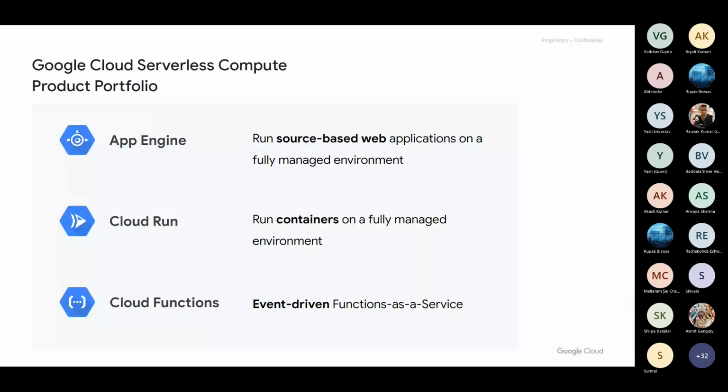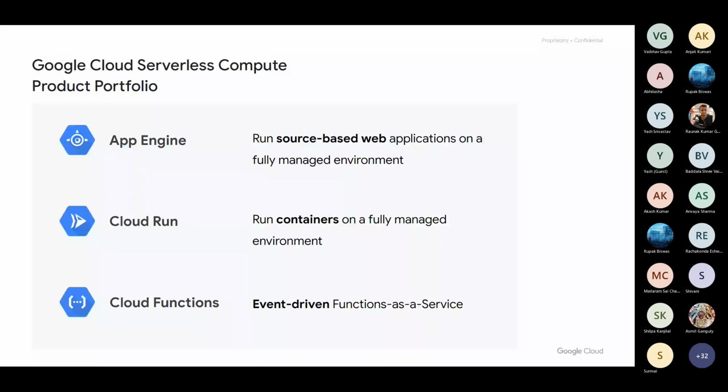Like, if we have a source-based web application, mainly a web application, we can run another kind of application also, but this is used mainly for web applications. For running a source-based web application, we use App Engine. Then if we have a container, a Docker image or something, we can run the container on Cloud Run. If we have a single container. For multiple containers or a cluster, there is Kubernetes. And if we have a single function or event-driven function, there are Cloud Functions, as event-driven function as a service.